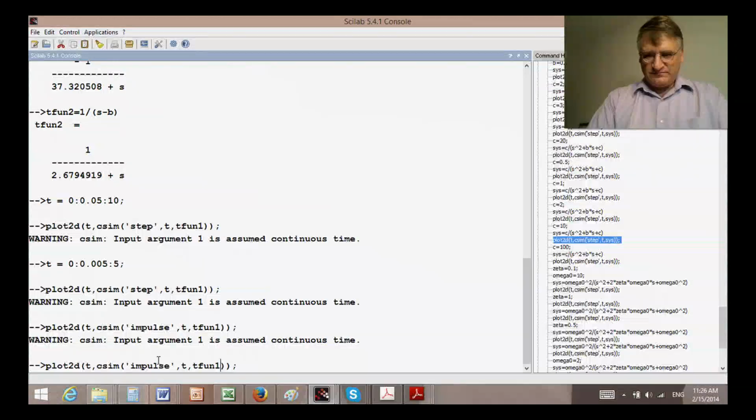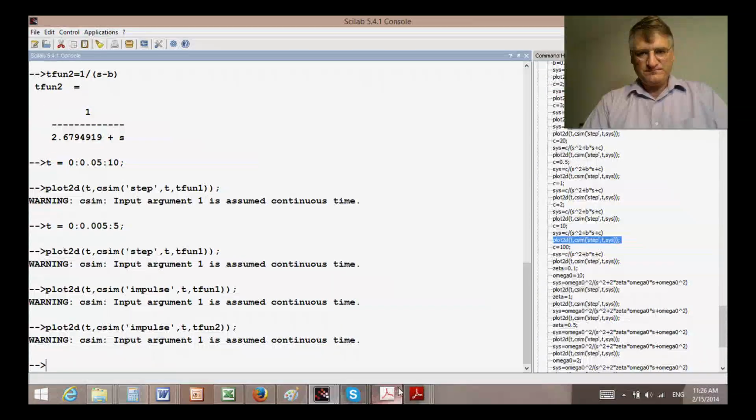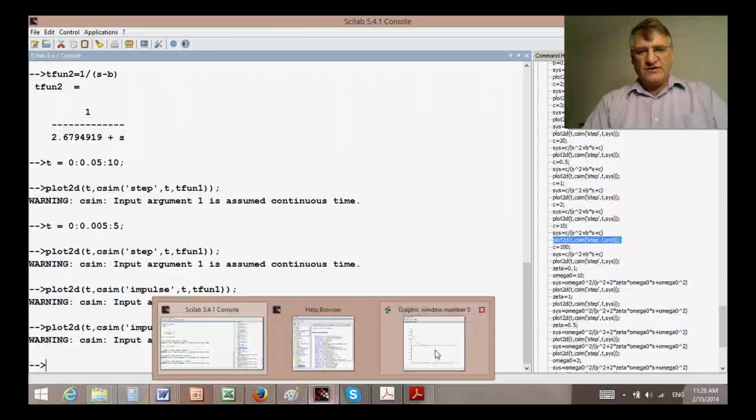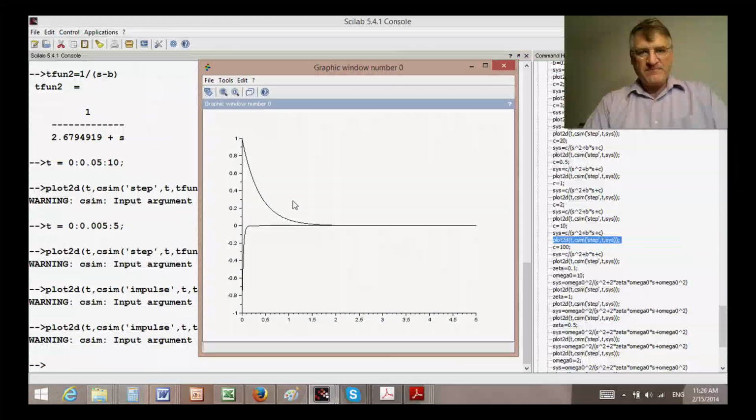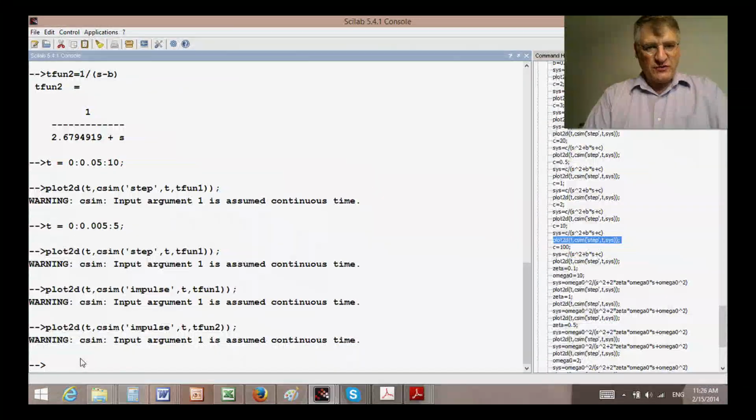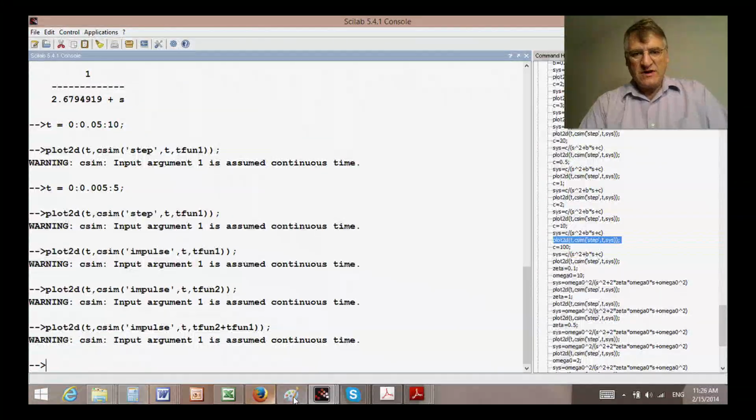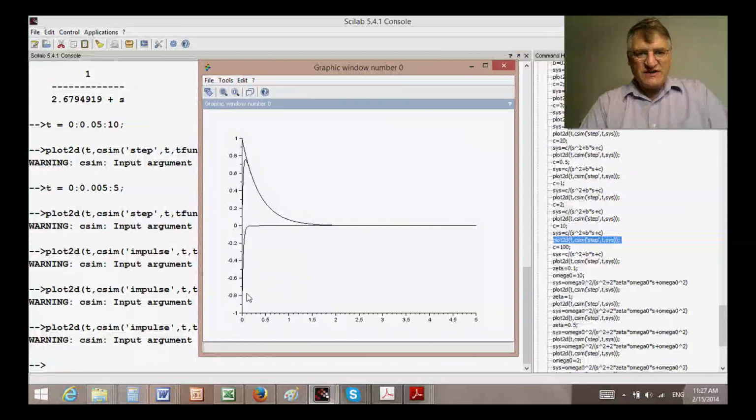Now what we're going to do is do the same for tfun2. The net result will be a much slower decaying exponential, such that the sum of the two will be something as follows: the system starts at 0, it goes up very quickly and then dies off like the second exponential, because the first one is dead. tfun1 is dead very quickly, and so it espouses tfun2.